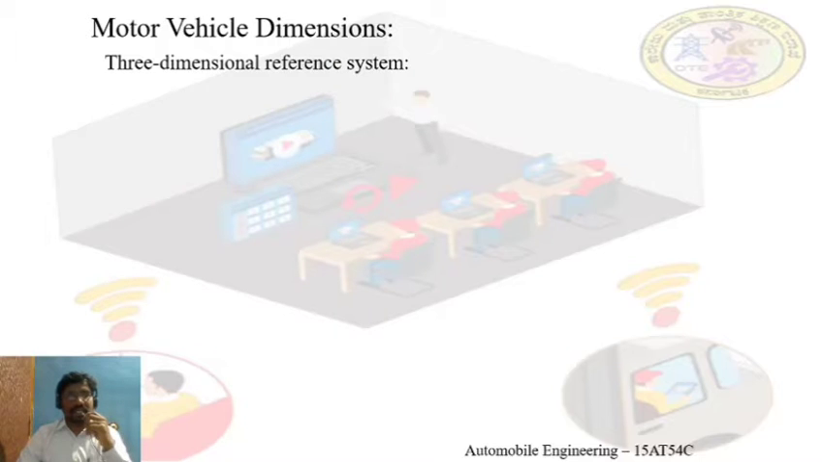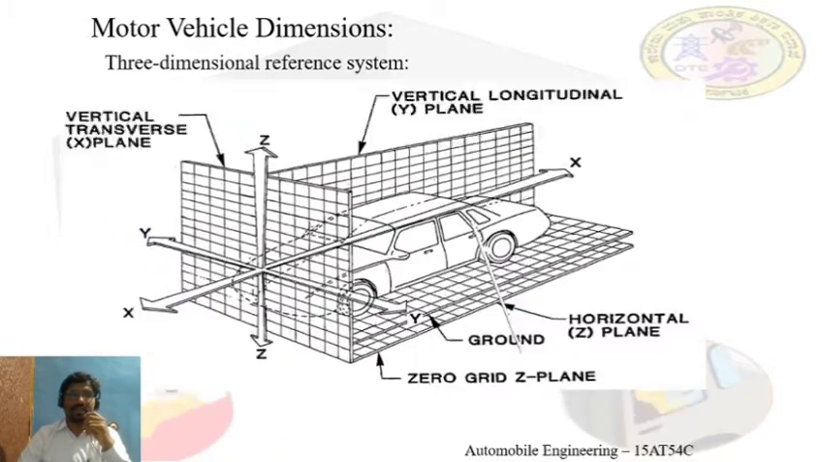So the first topic is the three-dimensional reference system. Whenever we are measuring any dimensions, we need reference points. Here we are measuring in 3D, three dimensions: x plane, y plane and z plane. In the diagram you can observe that there are three planes: the vertical transverse plane, the vertical longitudinal plane, as well as the horizontal plane. These are the three coordinates or reference systems we are going to consider while measuring the dimensions of the vehicle body, from the interior as well as the exterior.